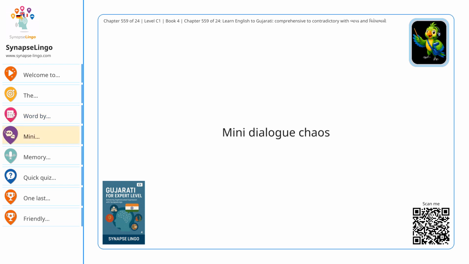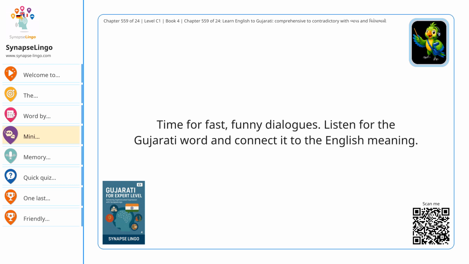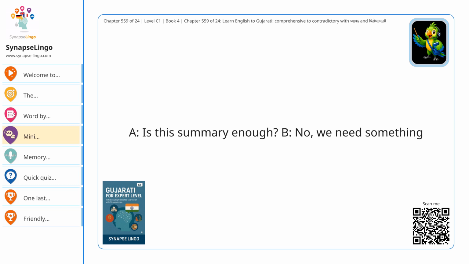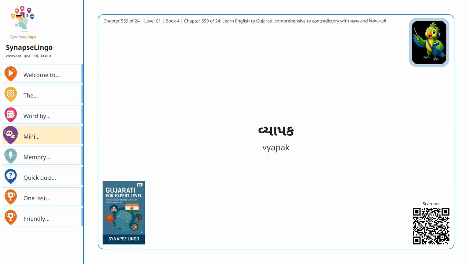Mini dialogue chaos. Time for fast, funny dialogues. Listen for the Gujarati word and connect it to the English meaning. A: Is this summary enough? B: No, we need something વ્યાપક. We need something comprehensive. A: Can you explain it? B: Yes, in a વિગતવાર way. In a detailed way.